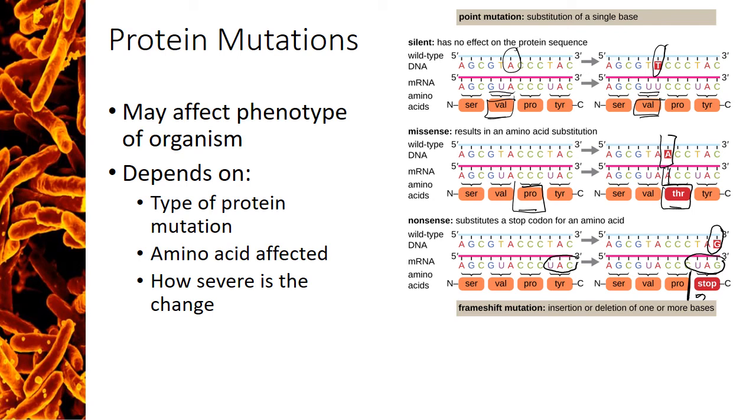These typically will destroy the function of the protein because you only make, say, half the protein. You don't actually complete translation, which is why they're called nonsense mutations, because they typically will make a nonsensical protein that has no function.